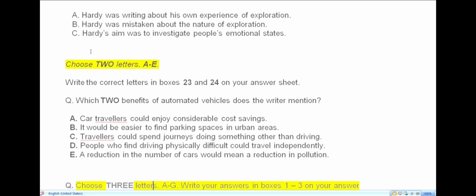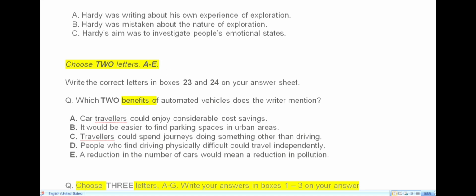Choose 2 letters from A to E. And what is the question? It says, which 2 benefits of automated vehicles does the author mention? In the passage, the writer has spoken about the benefits of automated machines. So what are those 2? And that we have to select from the options A to E. This is one type. What you should remember again is, for each option you will get 1 mark. So this is a 2 marks question.